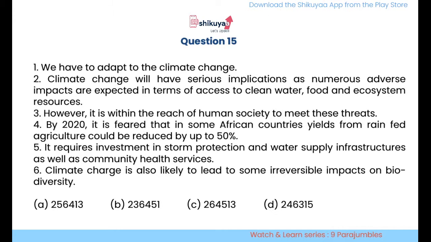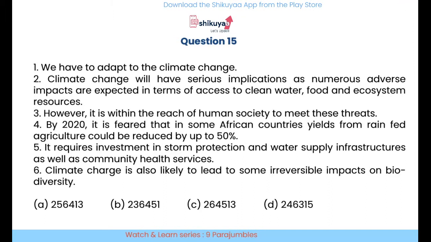Okay, Jnaneshwar has replied. He says option A. Okay, Jnaneshwar, let us see whether sentence 5 is suitable to this. It requires investment in storm protection and water supply infrastructures as well as community. See, it seems more like a conclusive sentence, right?